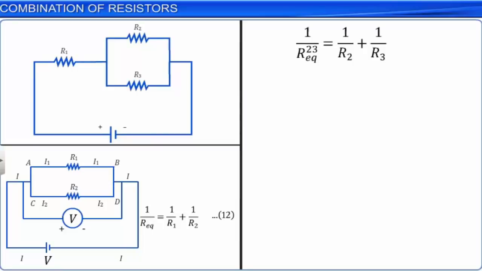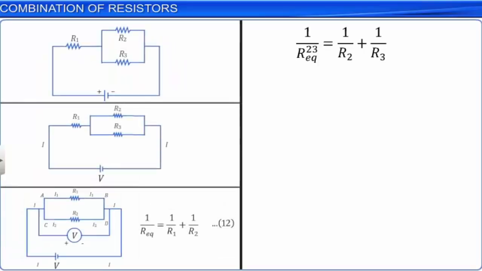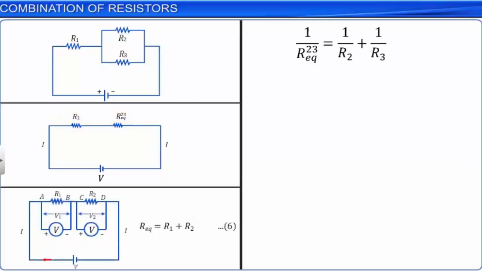1 by R23EQ is equal to 1 by R2 plus 1 by R3. Now, R1 and R23EQ form a series combination. Their equivalent resistance R123EQ is calculated using equation 6. R123EQ is equal to R23EQ plus R1. We can calculate the equivalent resistance of any combination of resistors using the basic equations 6 and 12.